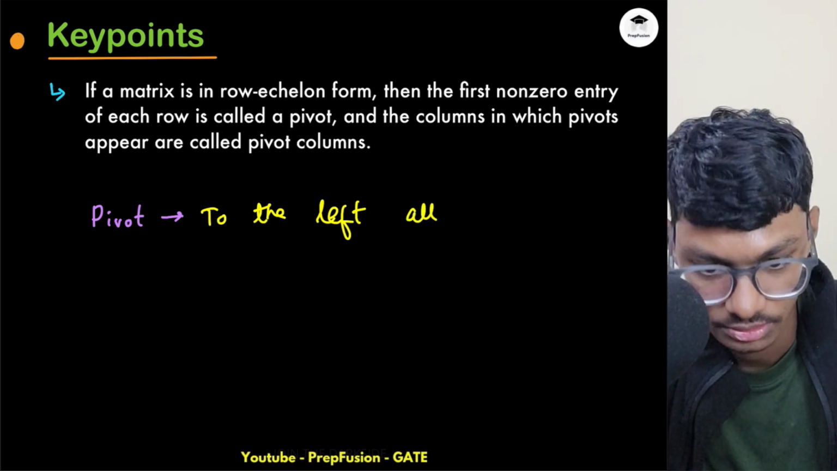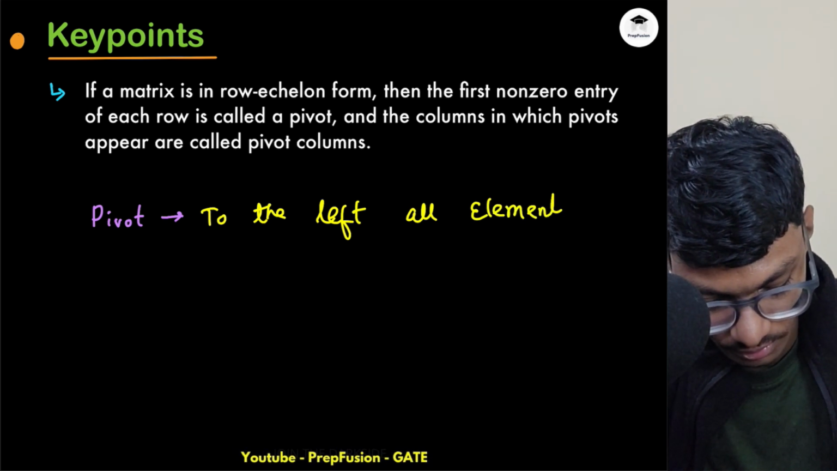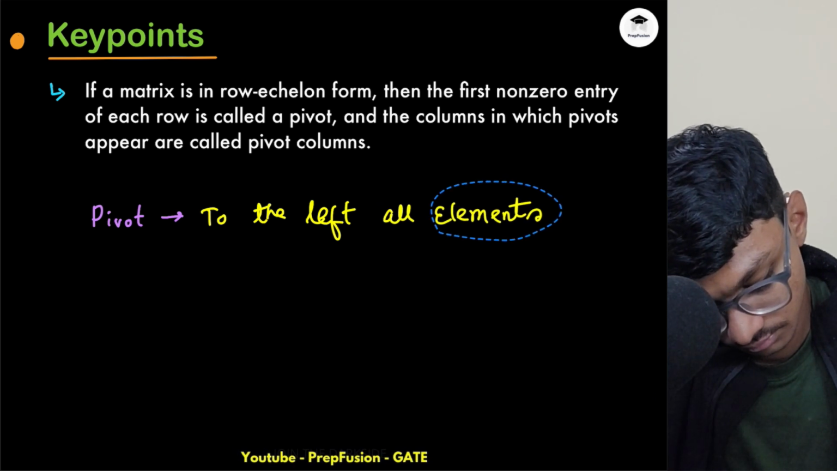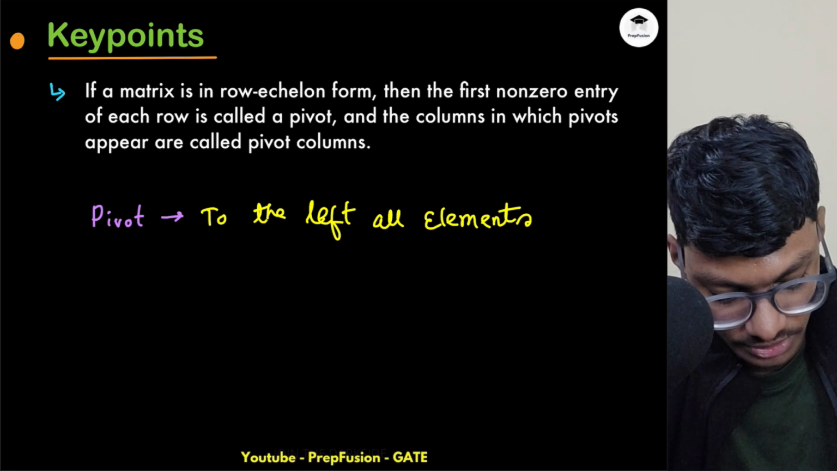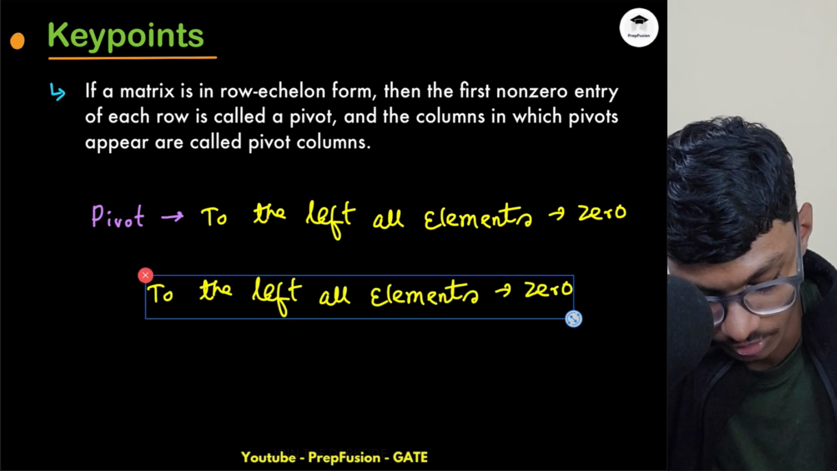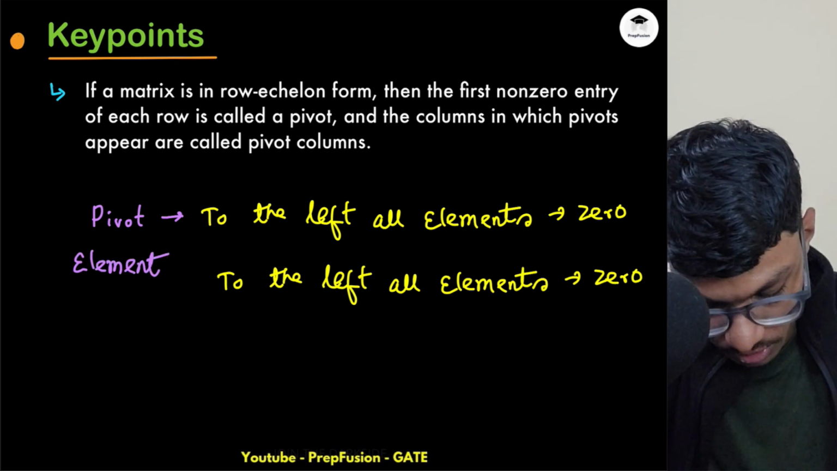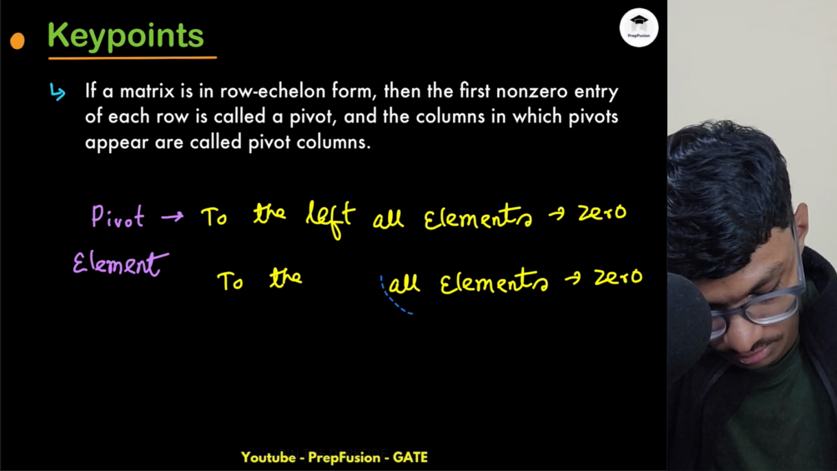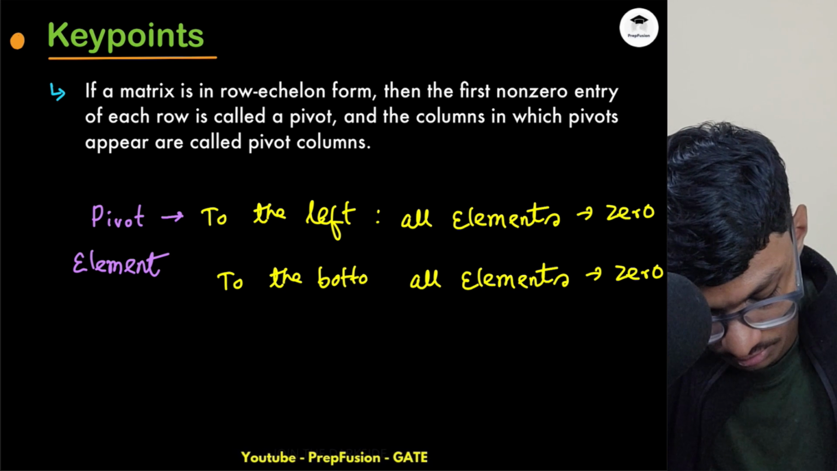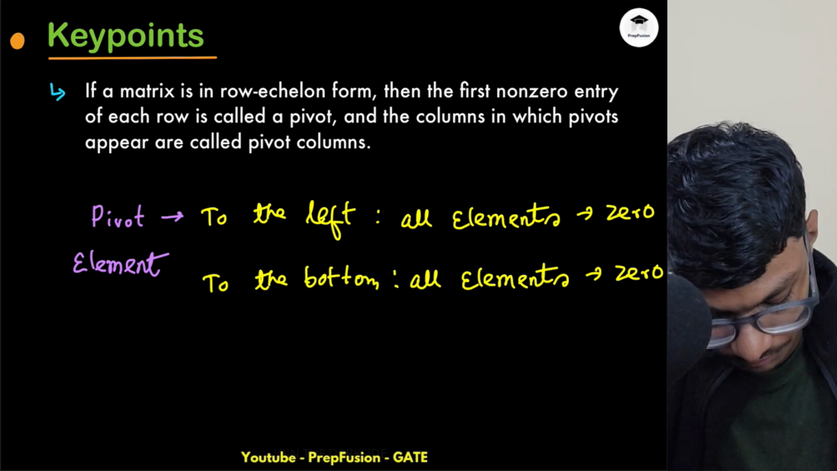is it recording? Yeah, it is recording. All elements should be zero. Again, the same thing to the bottom of the pivot element. I'm talking about the pivot element, right? Pivot element, to the bottom, all elements should be zero.